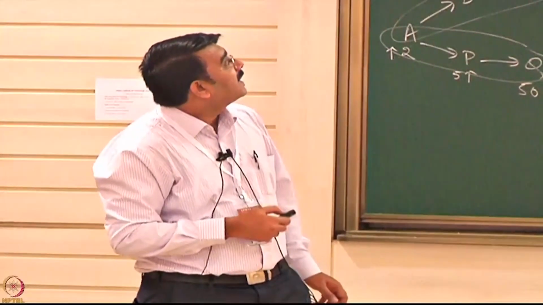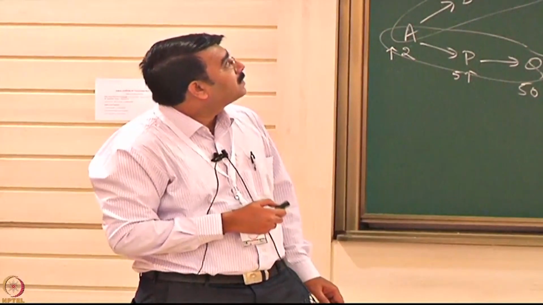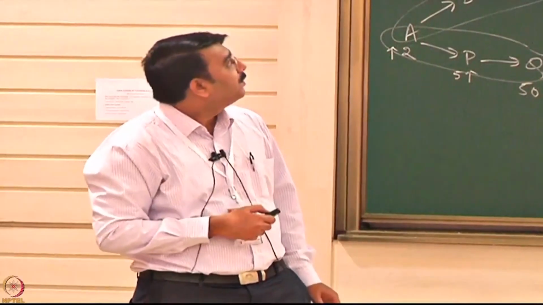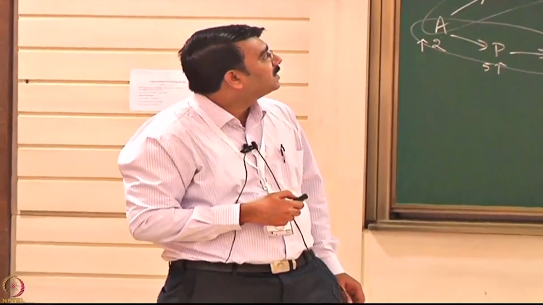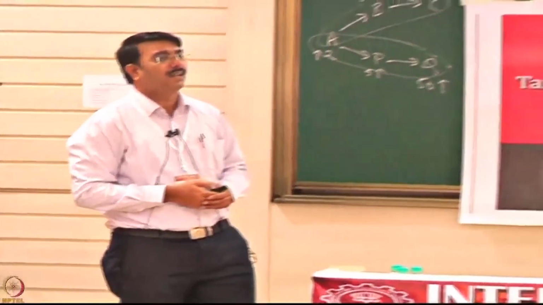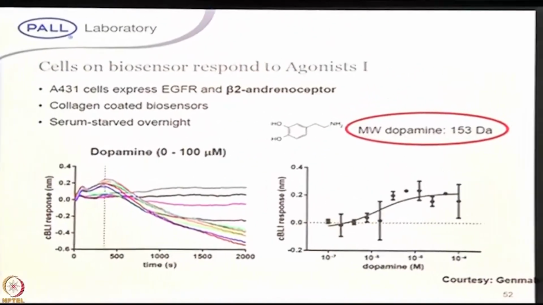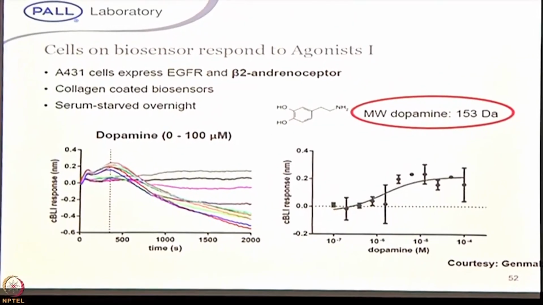Here is one more example for the beta adrenoreceptors, which bind dopamine. If you look at these binding changes, they are very small signals, but they did correlations. So like that, you can use it as orthogonal to your cell-based assays.